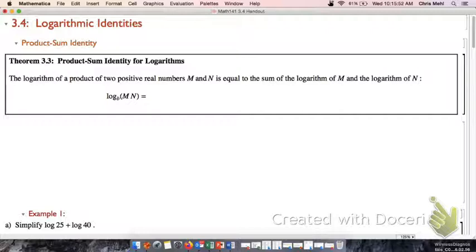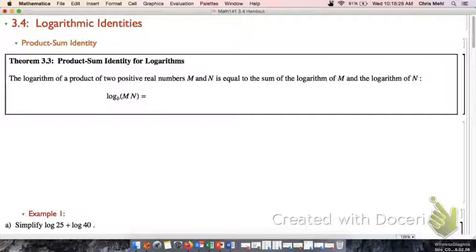And we're going to spend a section talking about logarithmic identities. Section 3.5 is going to be exclusively about solving logarithmic and exponential equations, and to do that we need some logarithmic identities. So, theorem 3.3, this is what's called the product sum identity for logarithms. Now, the logarithm of a product of two positive numbers, m and n, is equal to the sum of the logarithm of m and the logarithm of n.